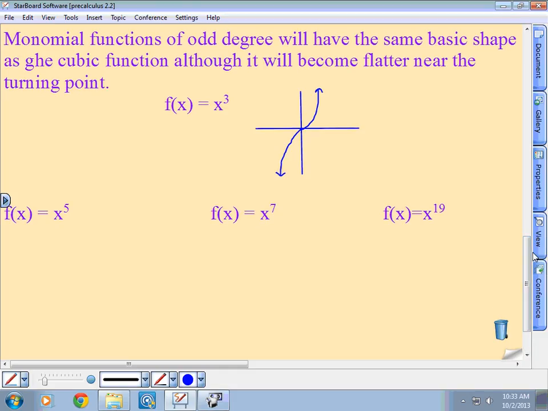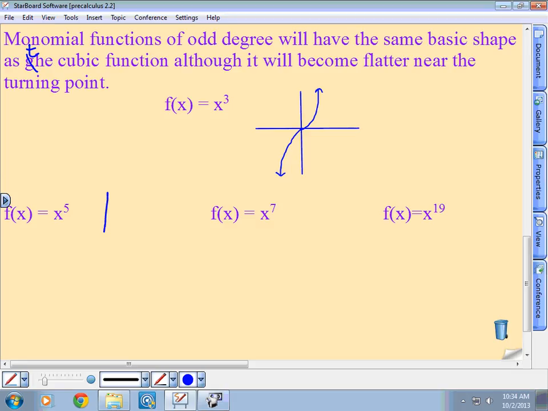All right, monomial functions of odd degree will have the same basic shape as f of x equals x cubed, the cubic function, although it will become flatter near the turning point. So in the cubic function, we have a sort of a half of a parabola on the top and then the other half going the opposite way on the bottom. And where that turns, we call that a turning point. Okay, I don't think that's in your notes, but we call that a turning point. And so the higher those exponents get, the flatter we'll get towards the turning point.